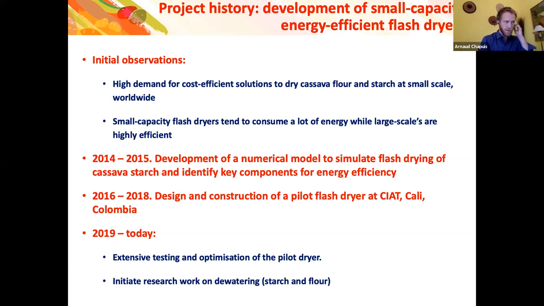Then we used this model. The model was first developed based on data from industrial scale dryers. And then we decided to develop a small scale dryer, so a pilot flash dryer that was built at CIAT in Colombia. That dryer was started up in 2018. And from then we have tested it extensively, and we also initiated some work on dewatering, because you will see in this presentation that it is also a very important operation.